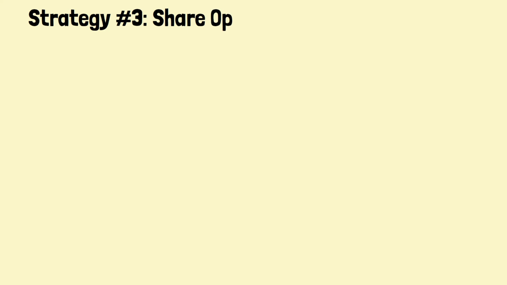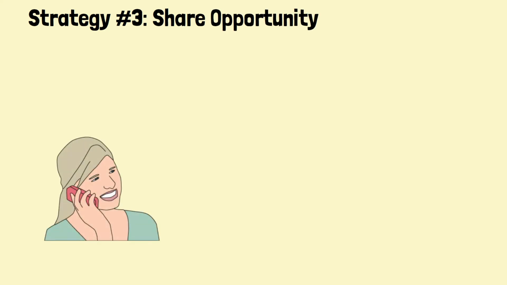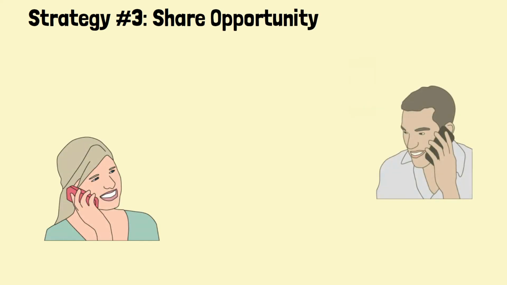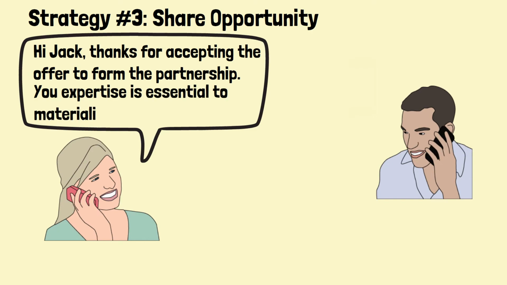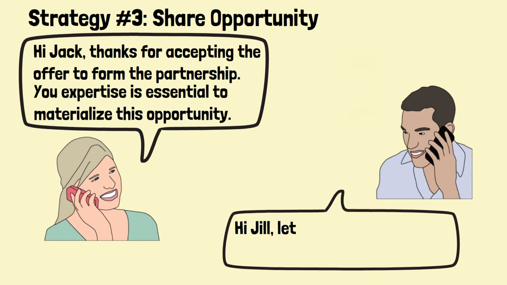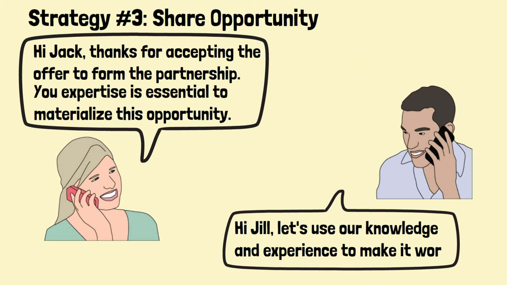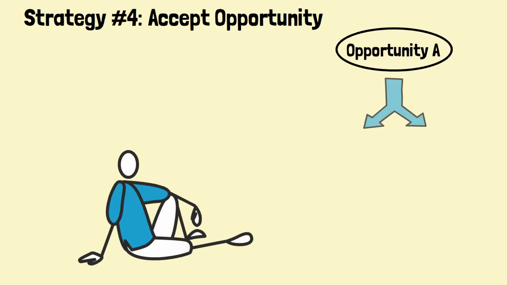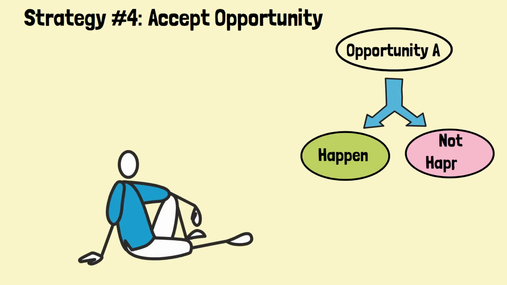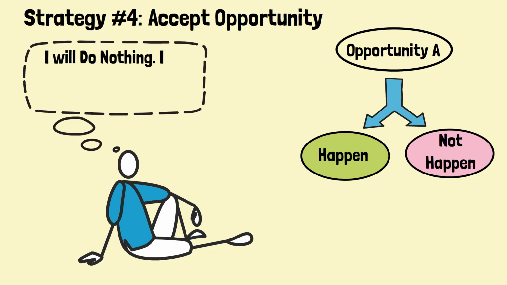Strategy number 3, share opportunity. This strategy is to form partnership with a person or company which is equipped with the essential skill to benefit the work scope. The partnership allows the right skills from the involved parties to be put in use in order to materialize the opportunity. Strategy number 4, accept opportunity. This is also known as do-nothing strategy. Basically, whether the opportunity will take place or not, we will just accept the outcome. No plan will be undertaken to pursue it.